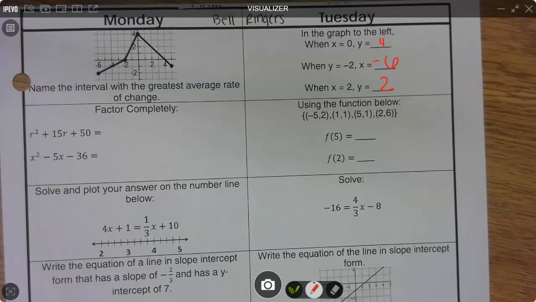Use the function below. What is f of 5? 5 represents x. That is 1. What is f of 2? That is 6.